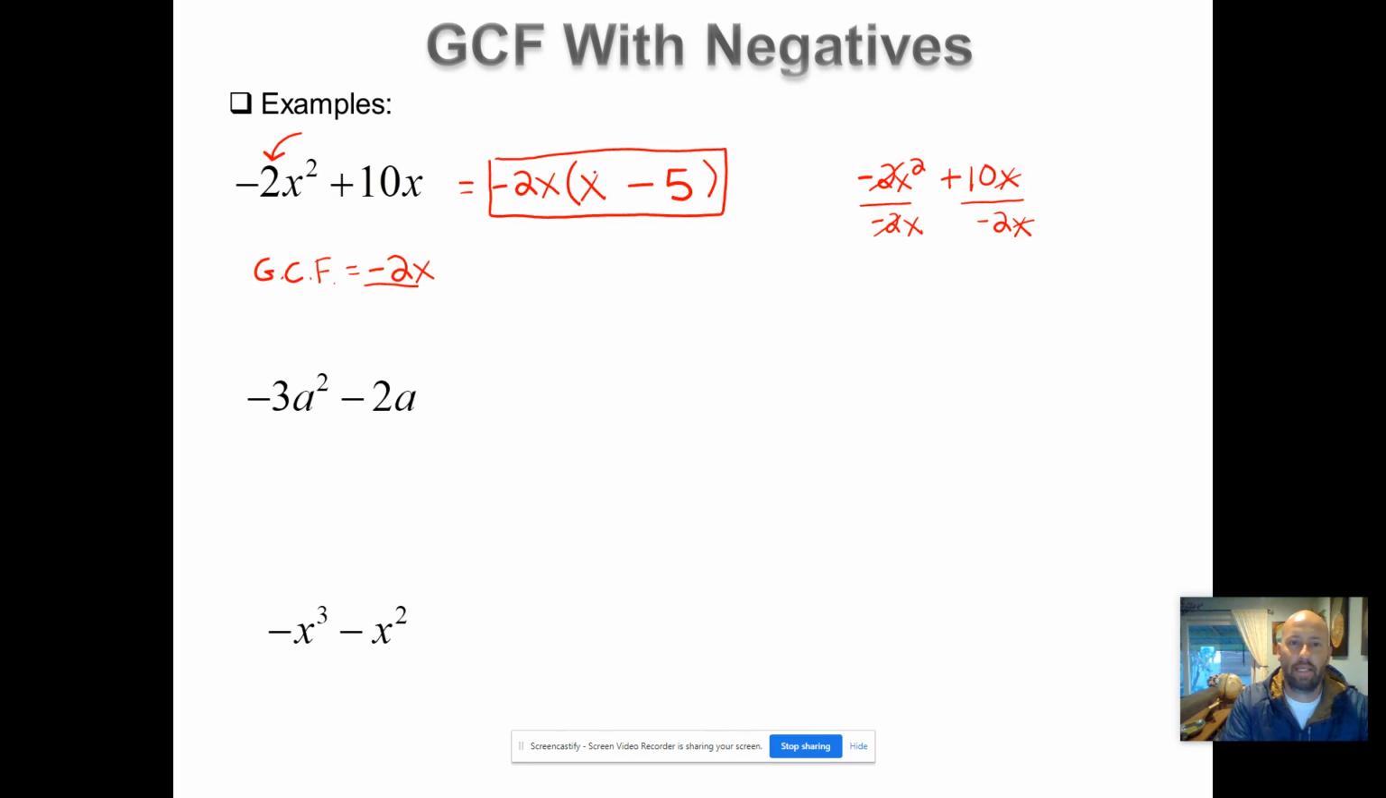If I distribute this -2x back in, I would get -2x squared, and then negative times a negative is a positive, so I would get positive 10x. That's what we started with. So they're the exact same thing. It's just that I've made it look different. I've broken it apart.